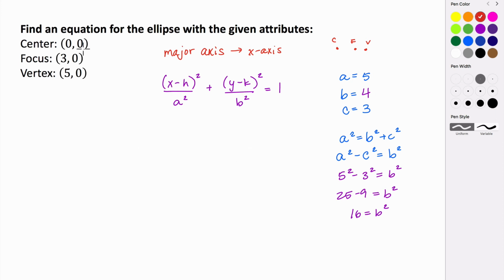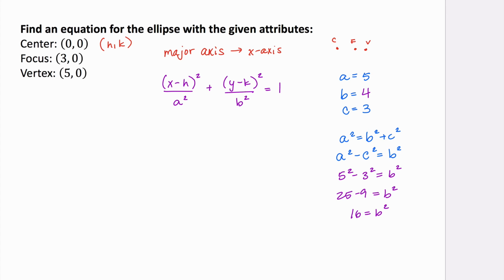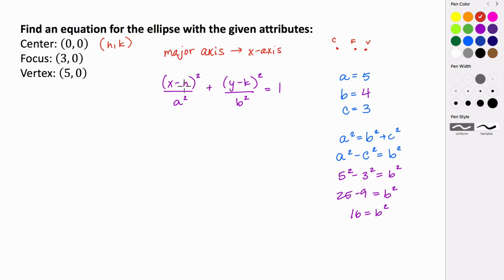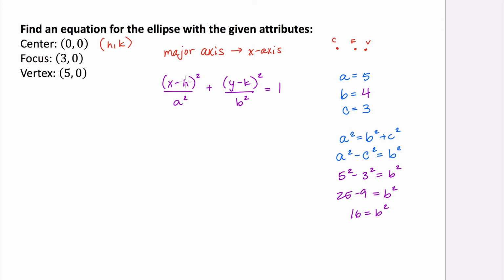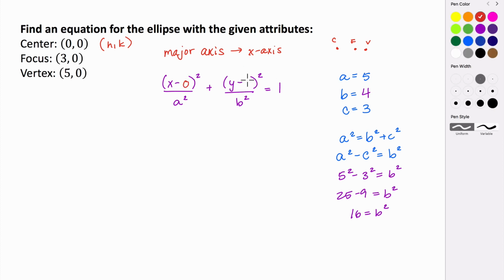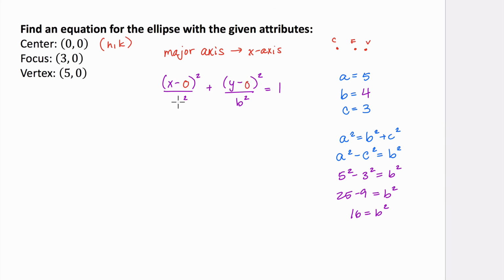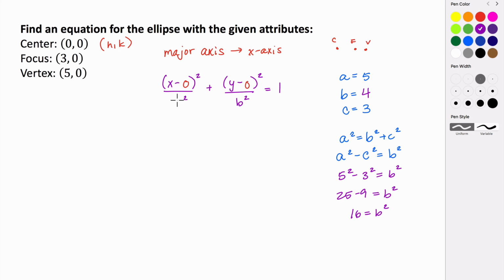The center of our ellipse, remember, is just (h, k), and we know that it's (0, 0). So we can start substituting some information into this equation here. We know that h is 0 here. We know that k is also 0. We know that the value of a is 5, and we know that the value of b is 4. And now we can just simplify this, and that will be our equation for this ellipse.